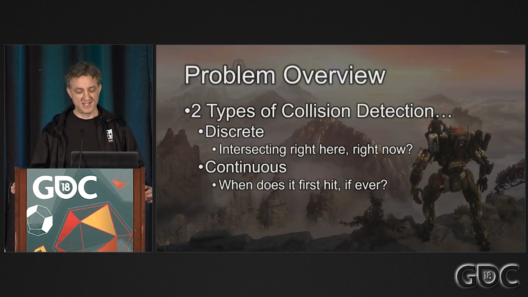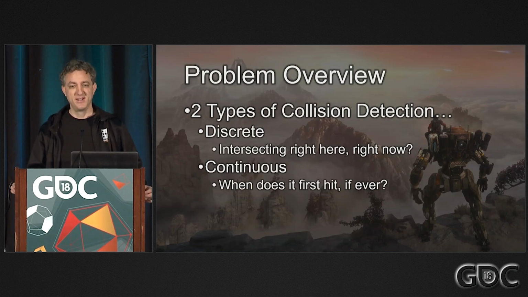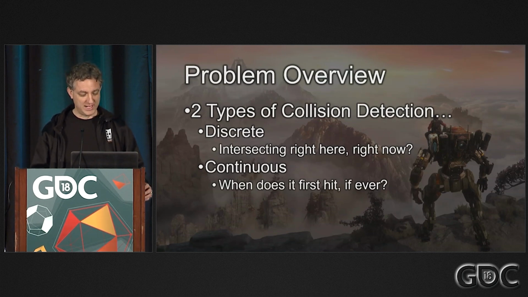So collision detection is basically broken down into two broad categories. There's discrete collision detection. Are these two things intersecting right here, right now, and you don't care about what's before or after? And then there's continuous collision detection, where when does this thing that's moving first hit that other thing?